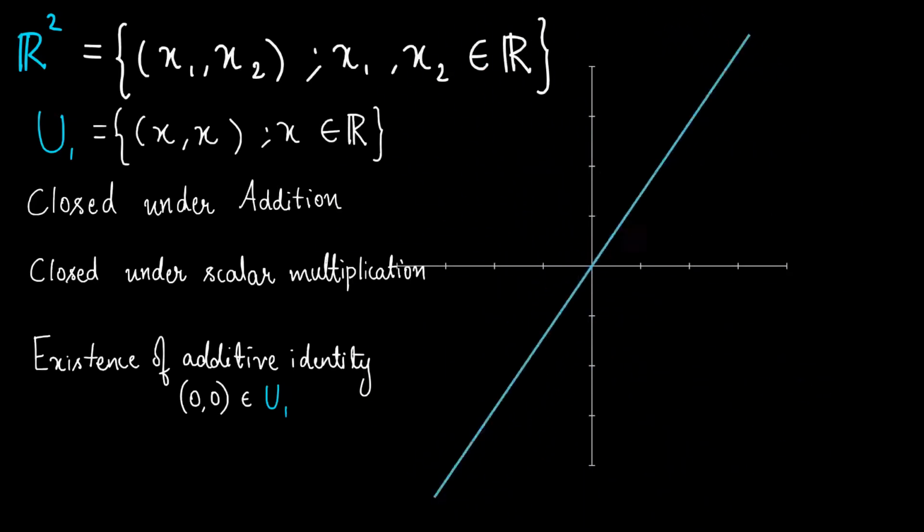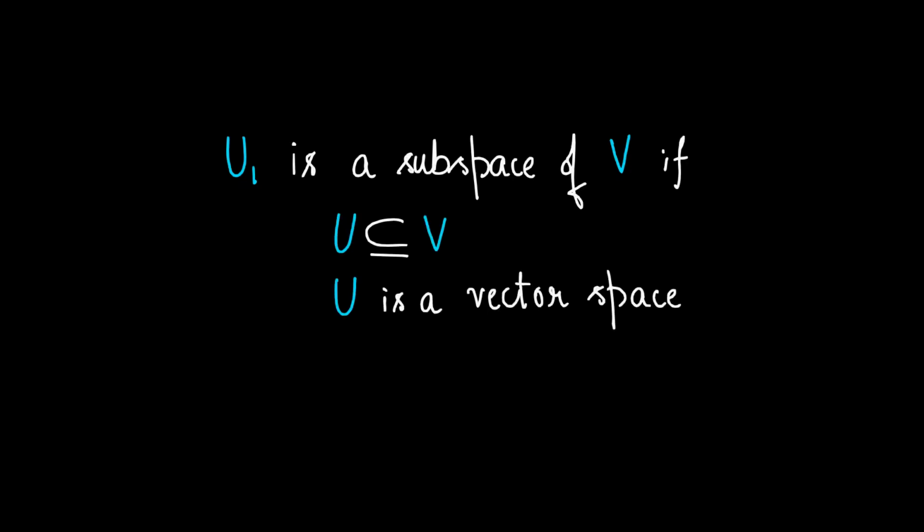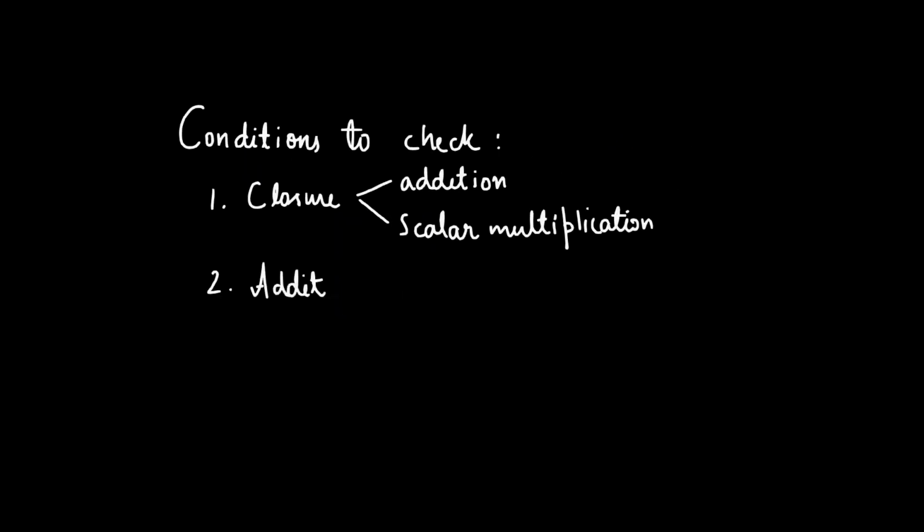We can also verify that all the lines through origin are vector spaces as well. We can call these subspaces of R2. A subspace of vector space V is a subset of V, which in itself is a vector space. To check whether a subset U of V is a subspace of V, we need to check the following 3 conditions. We need to check whether U1 is closed under addition.